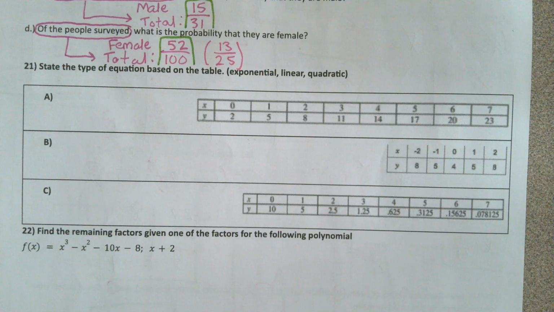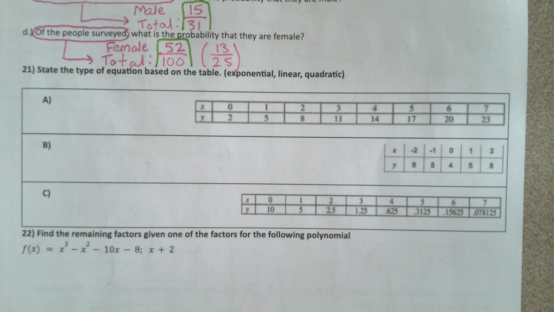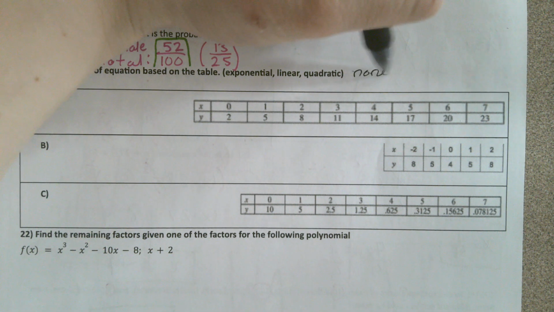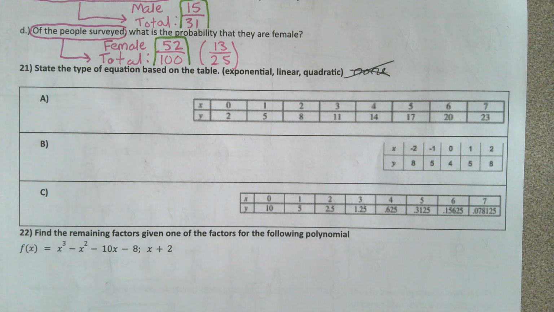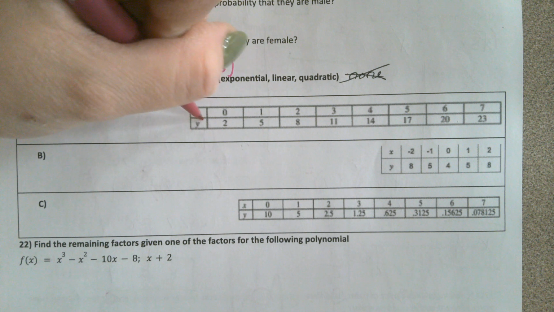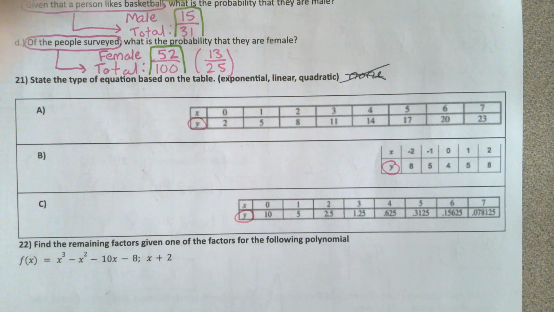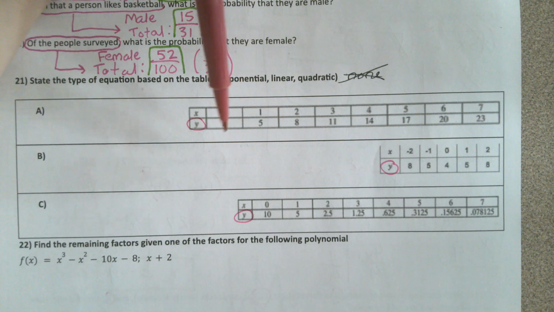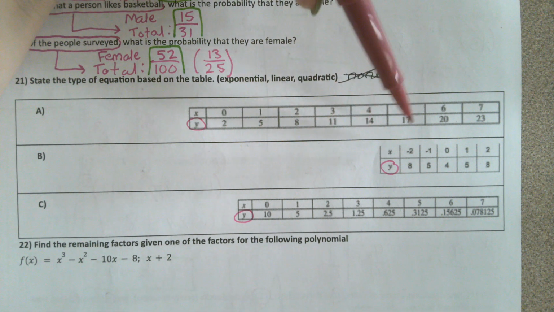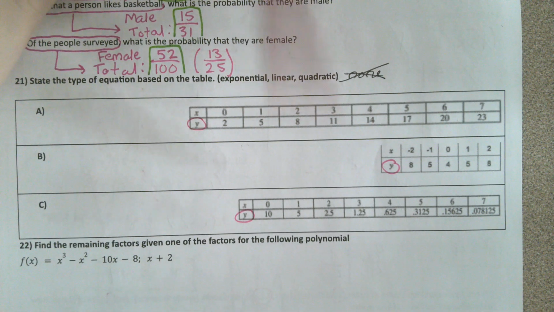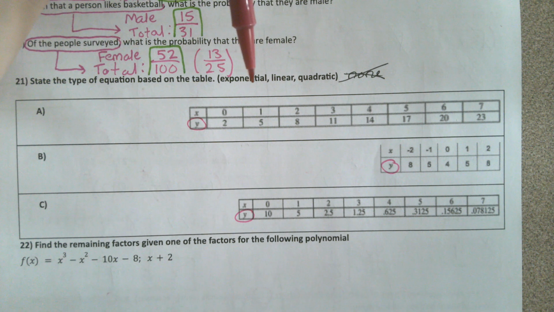Number 21. State the type of equation based on the table: exponential, linear, or quadratic. Notice it does not say none, so we're not going to use it as an option. All right, let's look at the table, and remember, you pay attention to the y values here. The x values will change by 1 every single time. Y, we have 2, 5, 8, 11, 14, 17, 20, 23. Right off the bat, this is not quadratic. Remember, quadratic looks like a mirroring effect. It looks like a mirror.